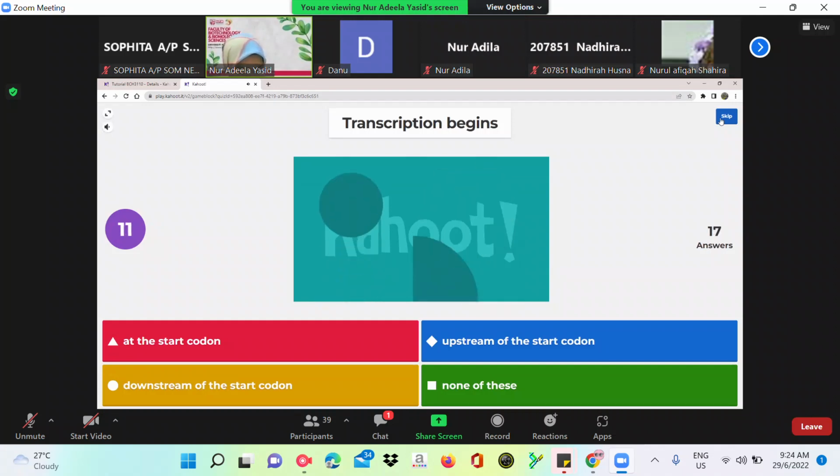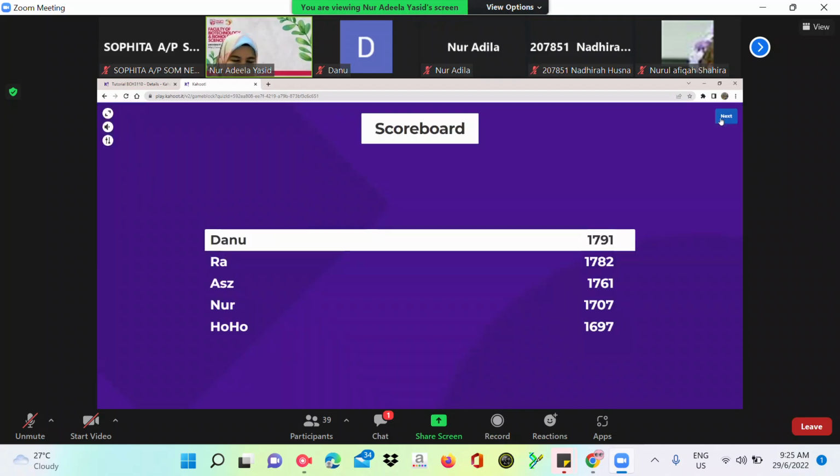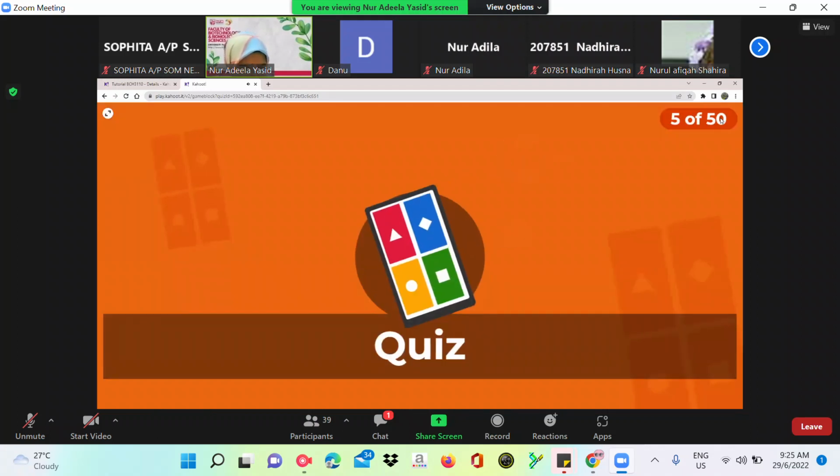Easy peasy, but tricky. Be careful. That's why I mentioned that this is a tricky question. Transcription begins. Most of you answered at the start of the start codon. So why is the answer upstream of the start codon? Kat mana transcription tu bermula? The binding of RNA polymerase at the promoter. So where is the promoter located? So it's upstream of the start codon. I hope you get something. Okay, next.